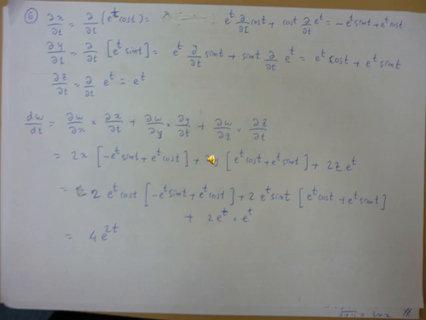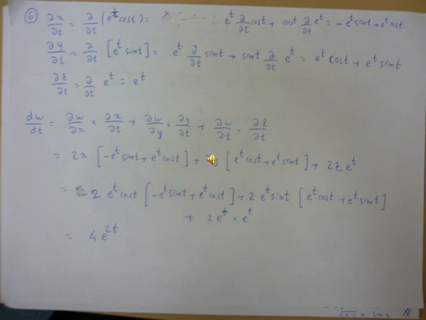So, dy by dx... x equals e power t cos t. So dx by dt, e power t cos t. In this case, e power t cos t, both are functions of t, so this becomes a product function. So d by dt of uv is equal to u dv by dt plus v du by dt. So this is the formula we have to utilize.